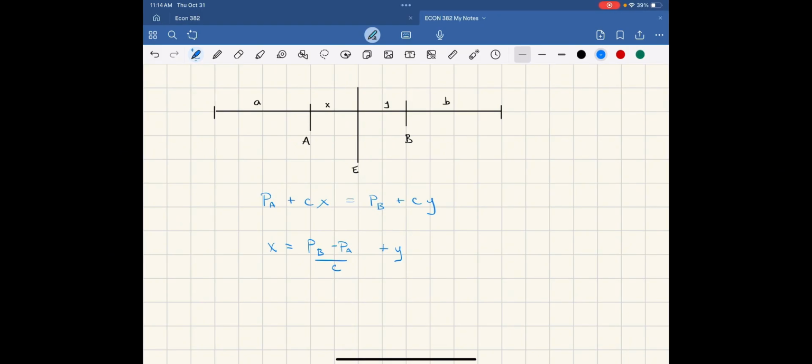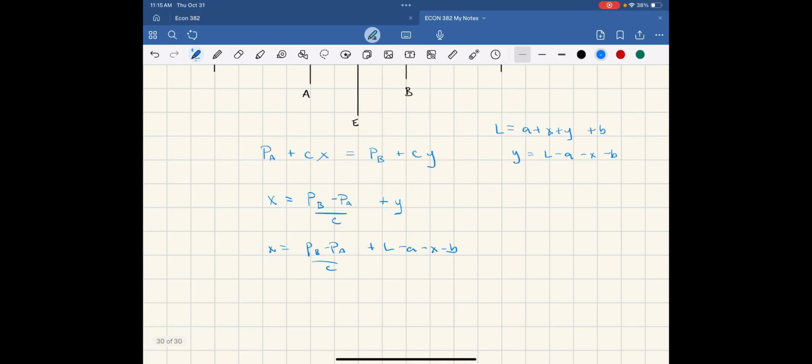And it's also helpful to note, if this whole distance here is defined as L, then L is equal to A plus X plus Y plus B. Therefore, y can be rewritten as L minus A minus X minus B. And so we can substitute that in. So X is equal to (price of B minus price of A) over C plus L minus A minus X minus B.